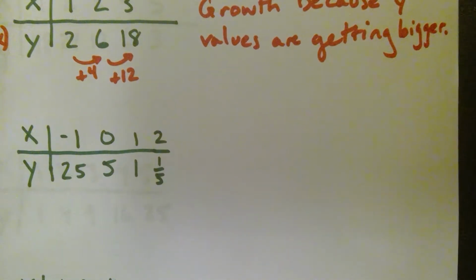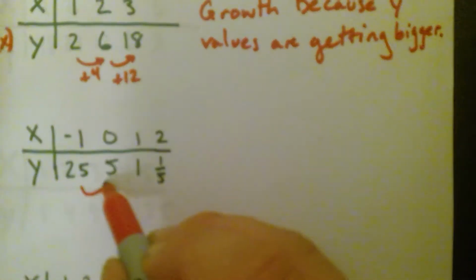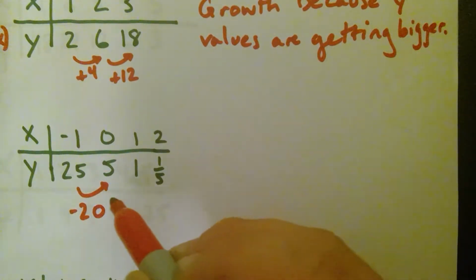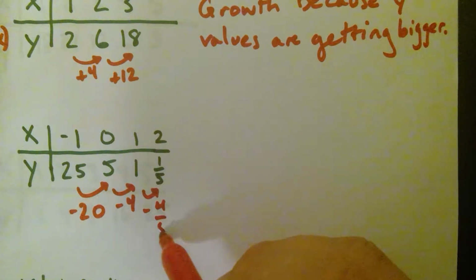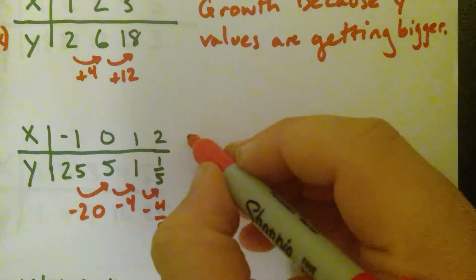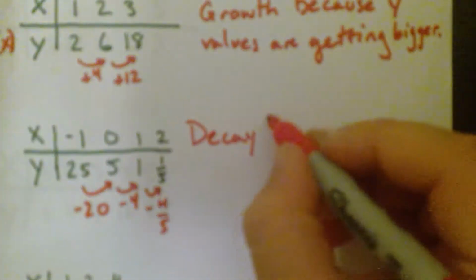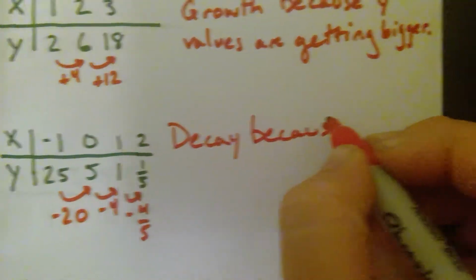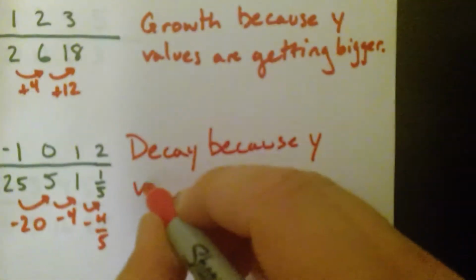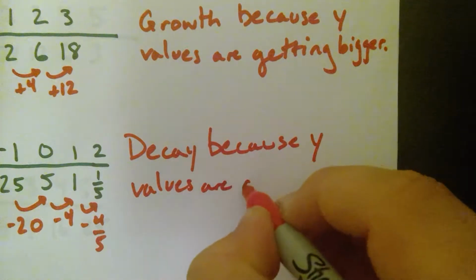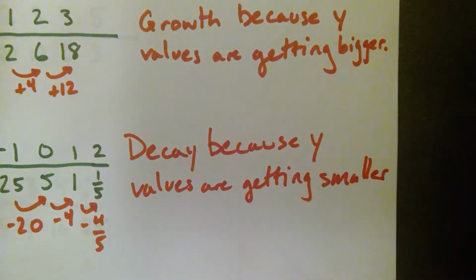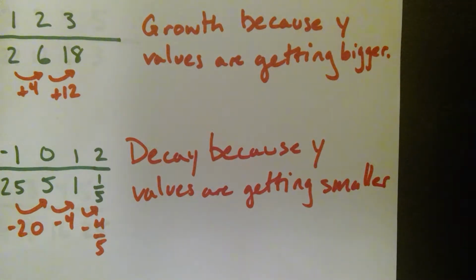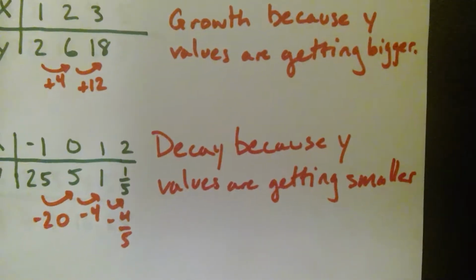Here we have another table. Let's check our y values. That's going down, so minus 20, minus 4, minus 4/5. So this is what we call decay, because the y values are getting smaller. Growth means that we're getting bigger, decay means that we're getting smaller, and when we start looking at models of exponentials, it'll make more sense why we use the words growth and decay.